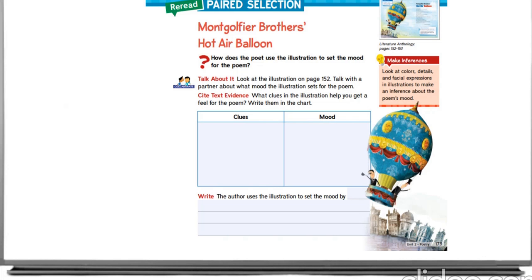That means how do you feel? What is your mood right now? Are you sleepy? Are you happy? Are you angry? What is your mood? So what are some of the clues and what is the mood? Right. The author uses the illustration to set the mood by, and then it says make inferences. Look at colors, details, and facial expressions in illustrations to make an inference about the poem's mood.